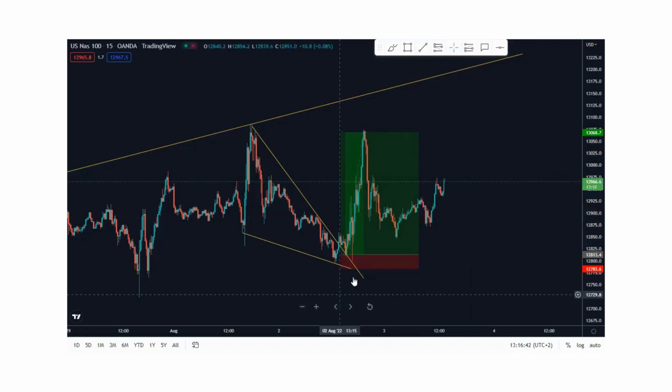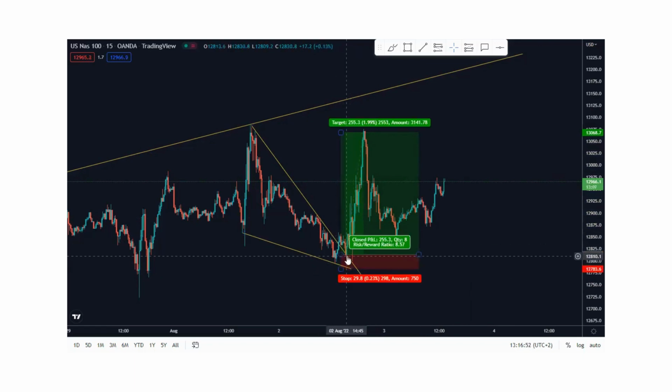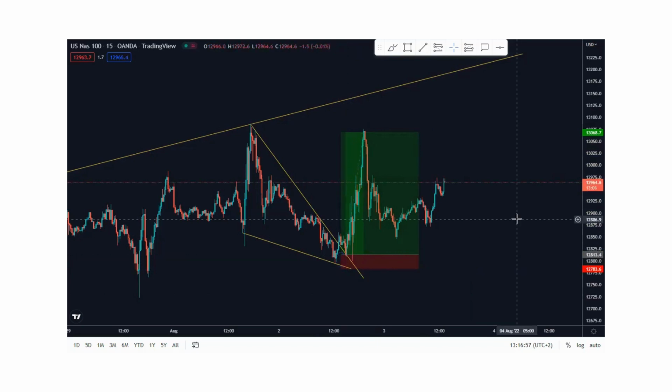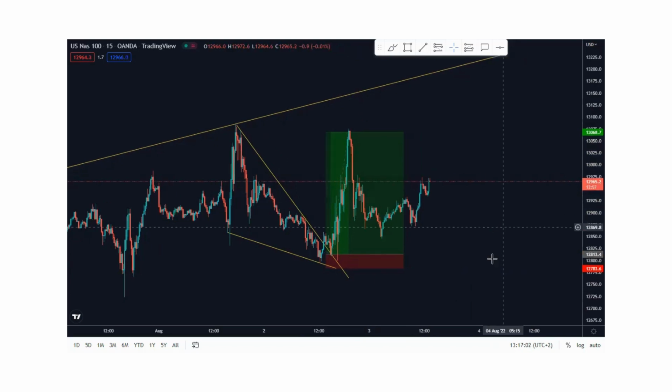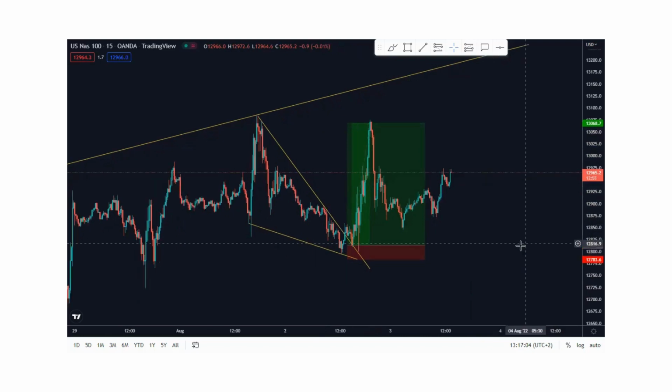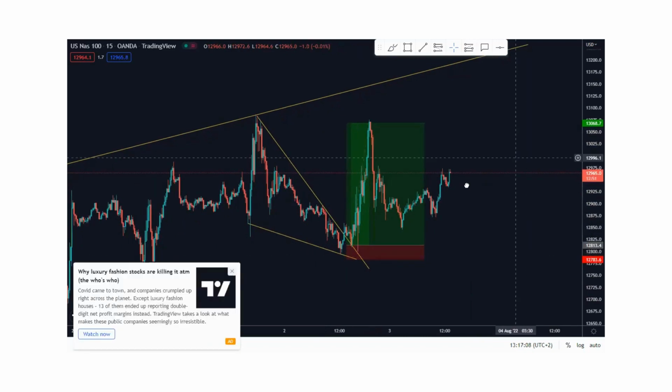So my first entry was going to be here, but because it didn't come for a third touch, I waited for it to break, came for a retest, then that's when I went in. Normally I enter a trade when it does a retest. If it doesn't do a retest, I don't enter the trade. I'll wait for more opportunities because there are many pairs to trade. So we just have to wait.